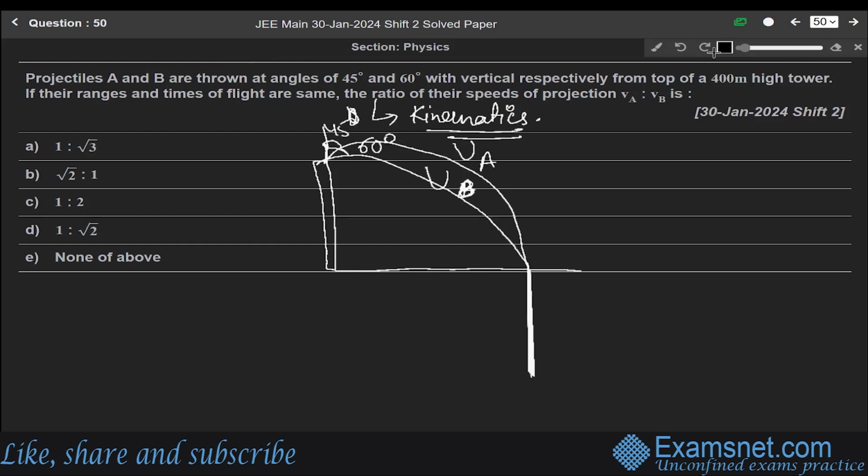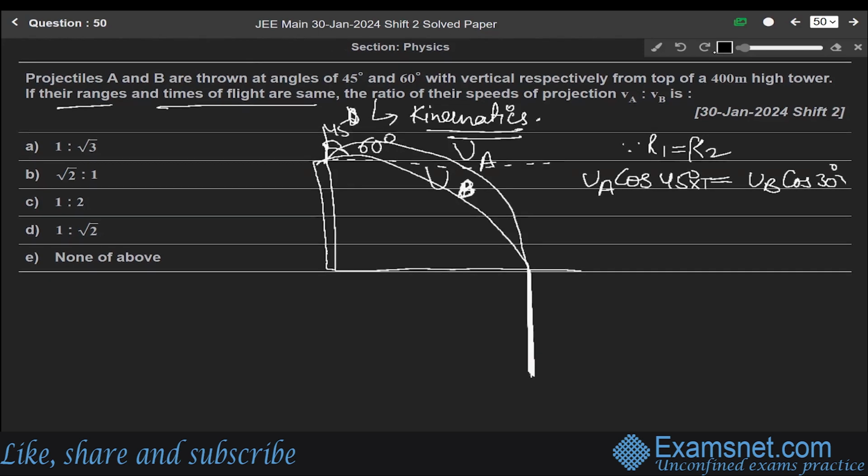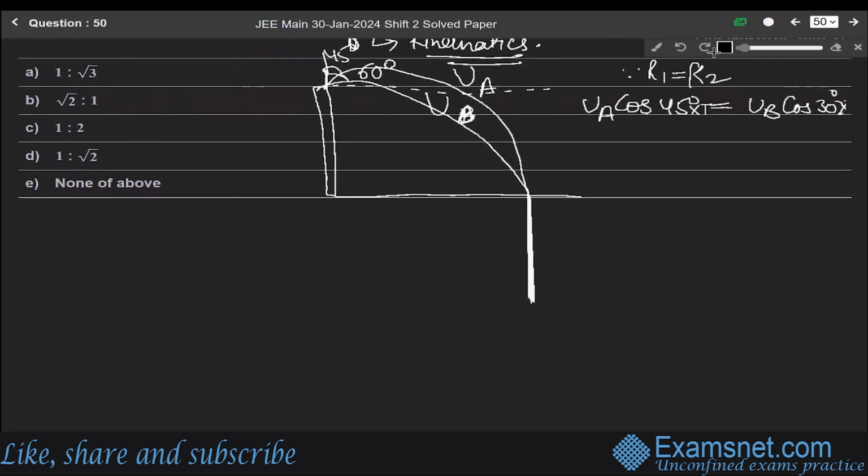Since according to question, their ranges and time of flights are same, R1 is equals to R2, ranges are same means UA cos 45 degree making with the horizontal, it will be equals to UB cos 30 into T also. Time of flight into T. Okay. So according to this, UA upon UB will be equals to cos 30 over cos 45.